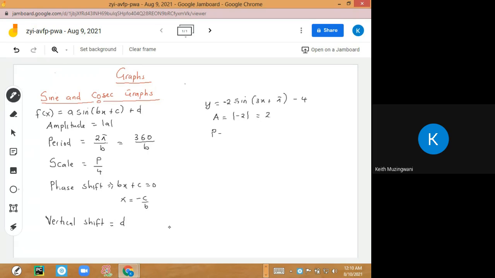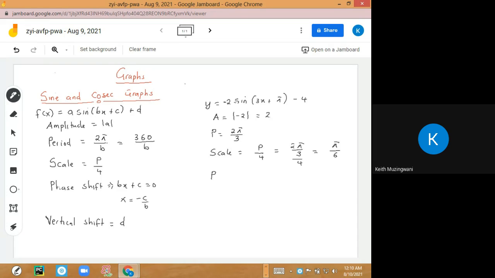The period is going to be 2 pi over b. B is the coefficient of x. So in this example, the coefficient of x is 3, so it becomes our b. And then the scale is the period divided by 4. So the period is 2 pi over 3. Then you divide it by 4 so that you get pi over 6. So that would be the scale.